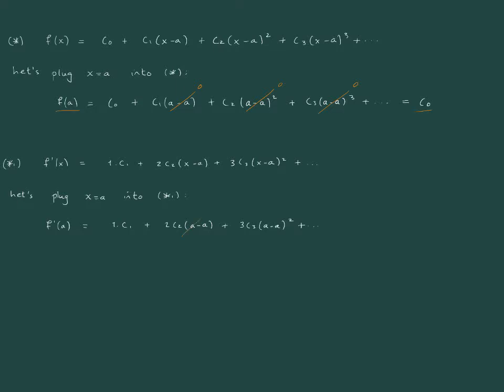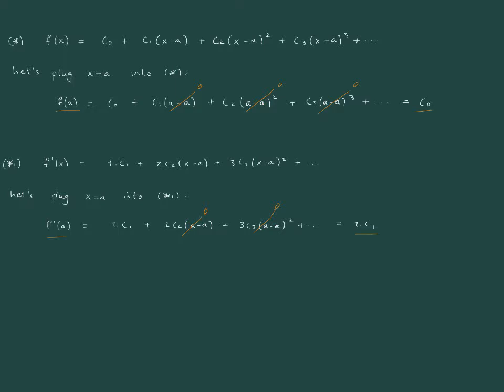And again, the only thing that survives is the first term. Everything else goes to 0. So we're left with 1 times C1. And I'm leaving the 1 here for a reason which will become clear shortly. Okay, so like C0, we have now solved for C1, so it is also unique.